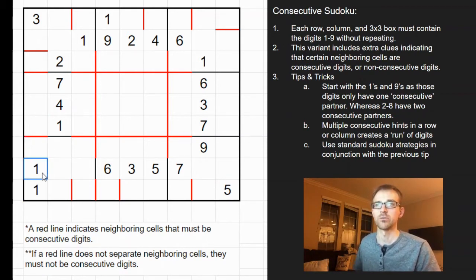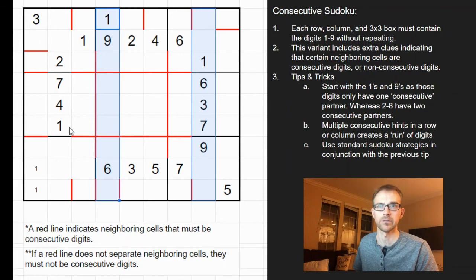I just don't know which one, so what I end up doing is I just pencil mark it, and I come back to it later. Hopefully more clues will come down the road that'll reveal it. And I think that's it for the 1s, because if I come down here, this isn't really helpful in any way. So then I would look at the 9s.